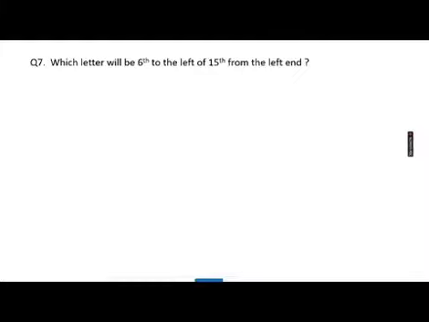Now the next question is, which letter will be sixth to the left of 15th from the left end? Here, which letter will be sixth to the left, so sixth to the left of 15th from the left end. So here the same directions is given to you. So in that case, you have to subtract the values.